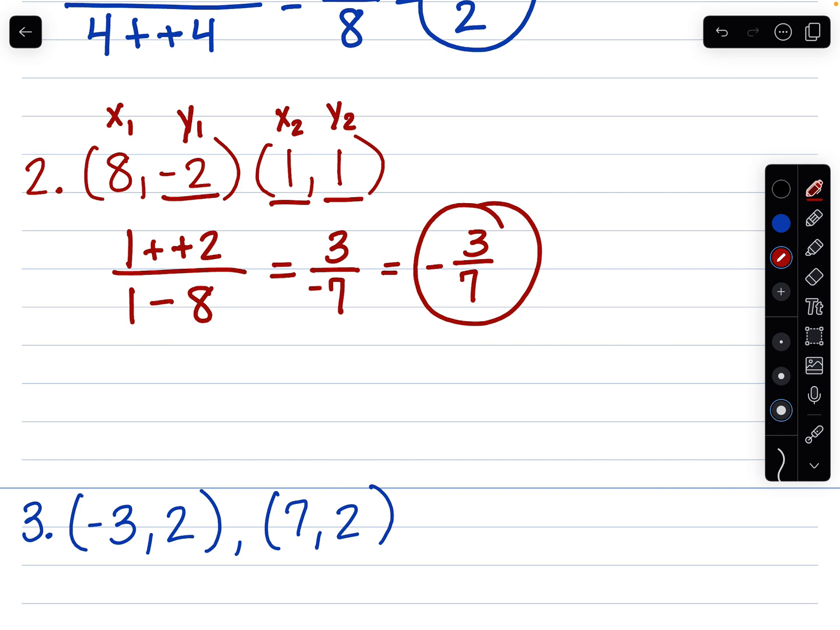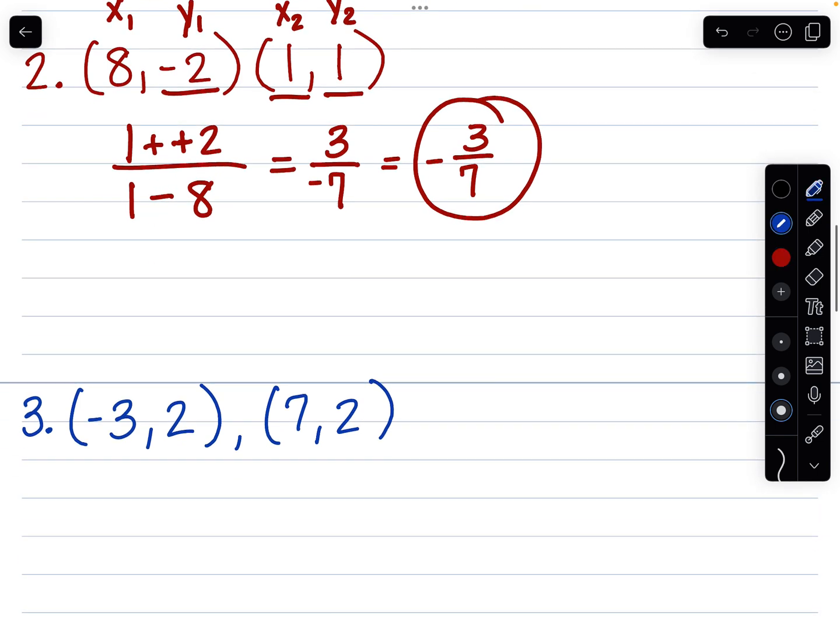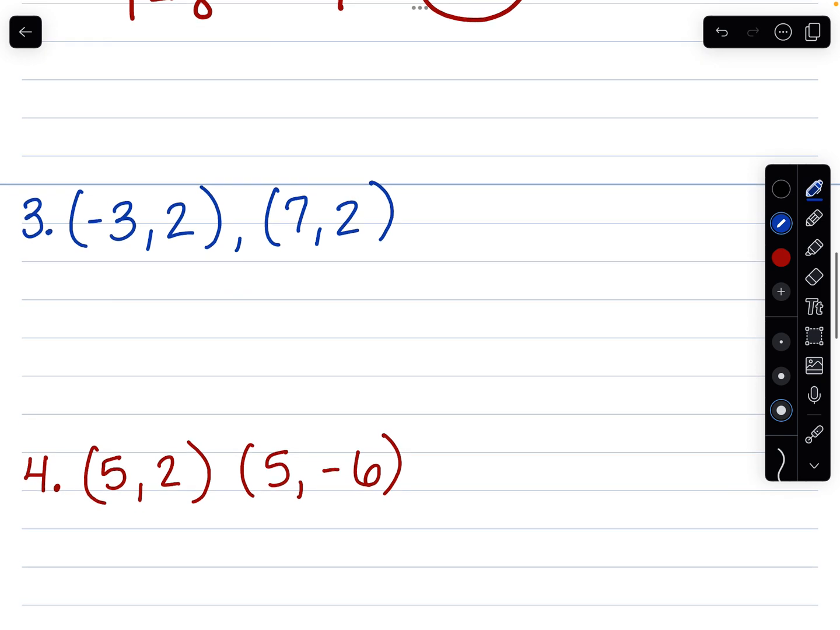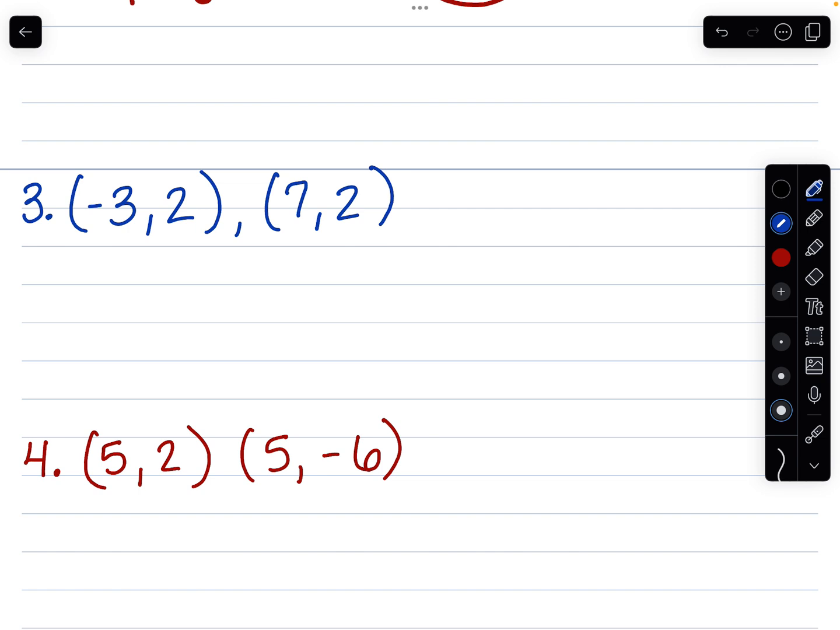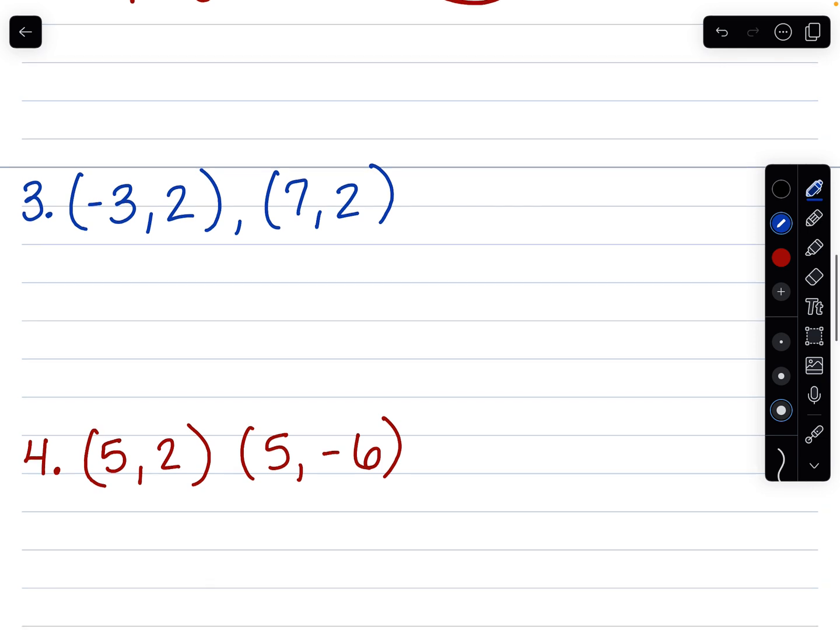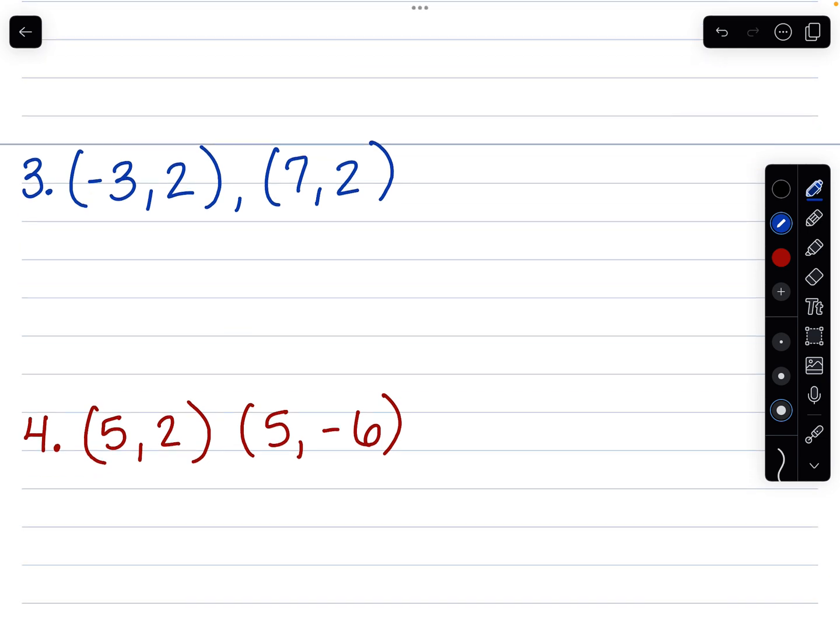Good. Okay. Lathe, what about the next one? So we're doing -3, 2 is our first ordered pair, our x1, y1. Our x2, y2, second ordered pair is going to be 7, 2. So we start with y2. Second y value is what number? 2. Subtract the first y value. So 2 minus 2.